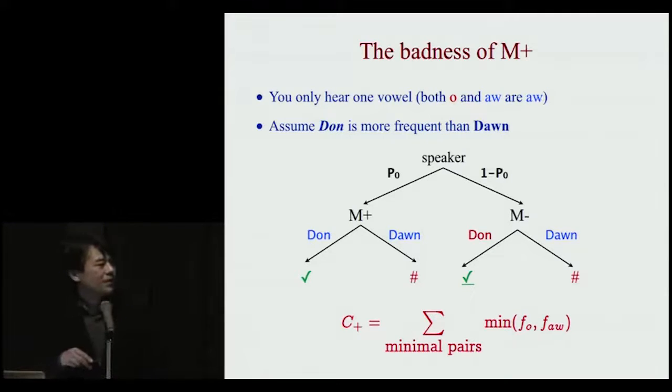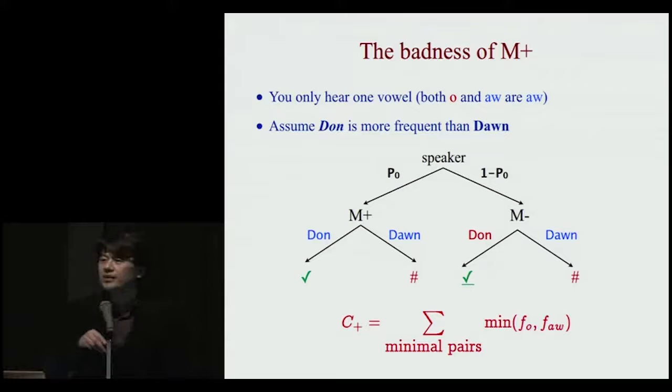So what I mean is that if the merger speaker is saying DON, intending to mean DON, and if you are using the merger phoneme system, you're going to hear the two words to be the same. Because DON is more frequent than DAWN, and it's actually intended to be DON, you will be right. But if it's intended to be DAWN, you will be wrong. This is also the case here.